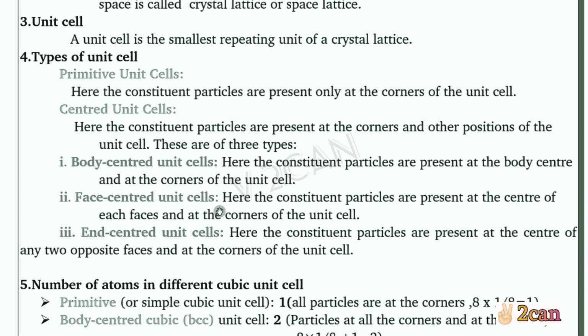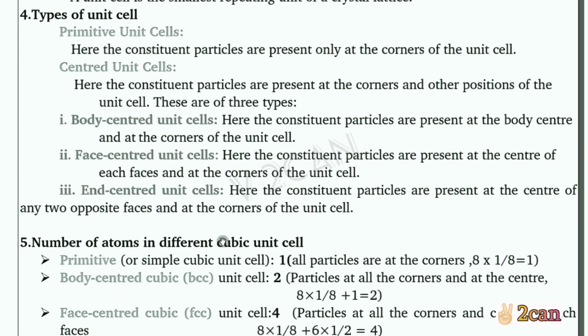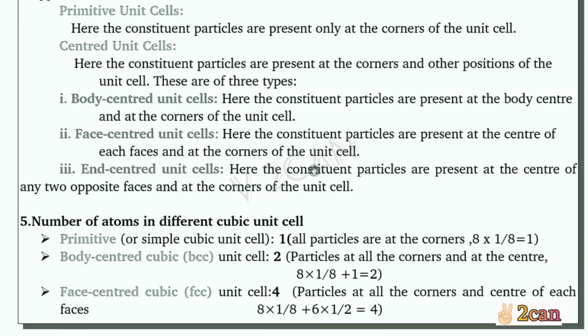Face-centered unit cell. Constituent particles are present at the center of each face and at the corners of the unit cell. End-centered unit cell. Here the constituent particles are present at the center of any two opposite faces and at the corners of the unit cell. So in these three there are constituent particles at the corners of the unit cell, plus depending upon body centered it's on the body, face centered it's on the faces, and end centered it's on the center of any two opposite faces.